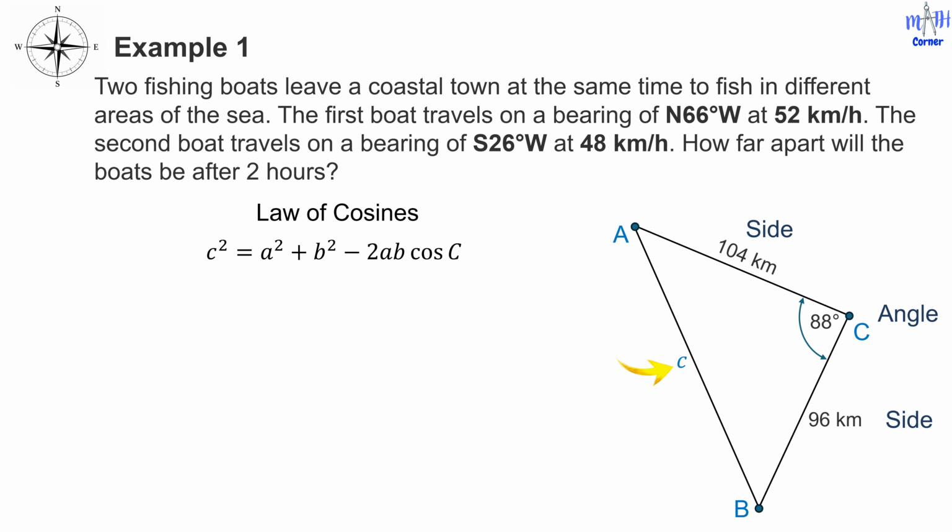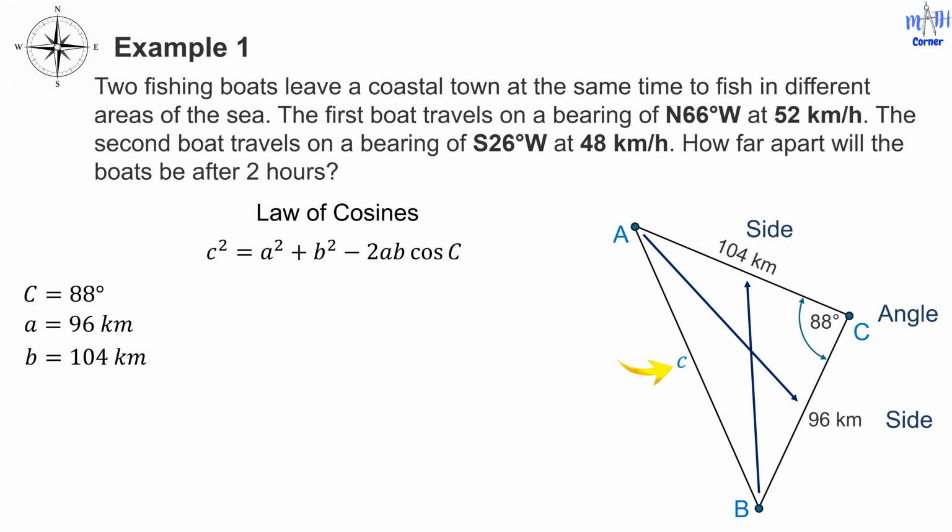In the given triangle, angle C equals 88 degrees. The opposite side of angle A is 96 kilometers. So side A is 96 kilometers. The opposite side of angle B is 104 kilometers. Side B is 104 kilometers. Let's substitute the values. C squared equals 96 squared plus 104 squared minus 2 times 96 times 104 times cosine of 88 degrees. You can enter this directly into your scientific calculator.